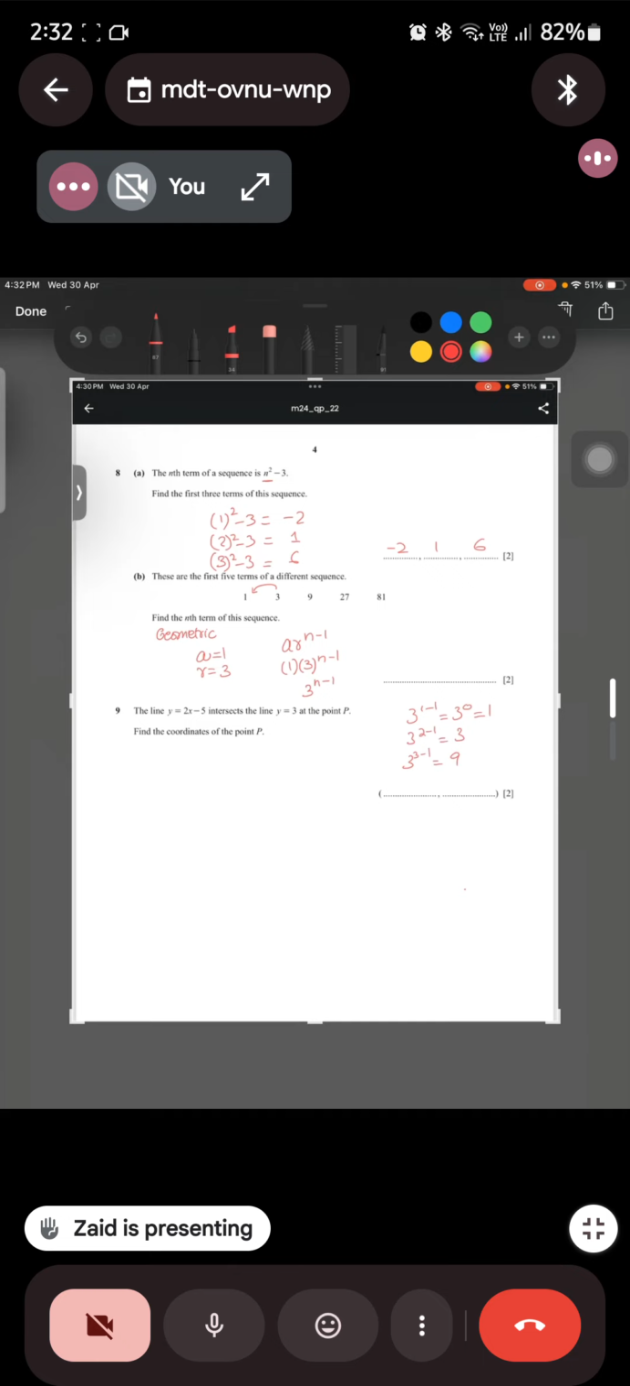Okay. The line y equals 2x minus 5 intersects the line y equals 3 at point P. Find the coordinates of the point P. So these two lines are basically intersecting, so we just need to solve them simultaneously. This is the value of y, so we are going to put the value of y over here as 3, so 3 equals 2x minus 5, okay, and 3 plus 5 divided by 2 is x.